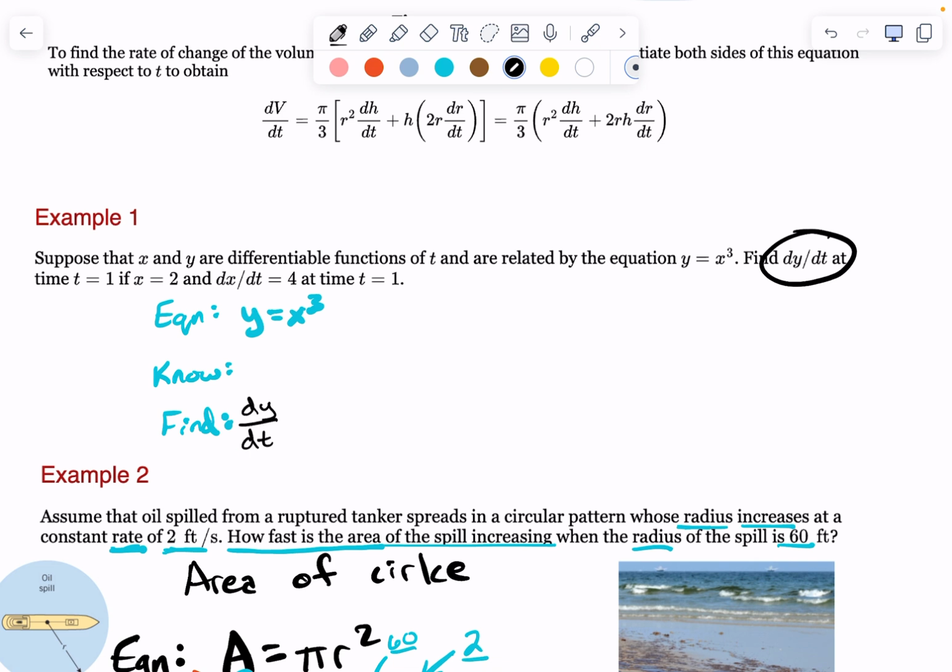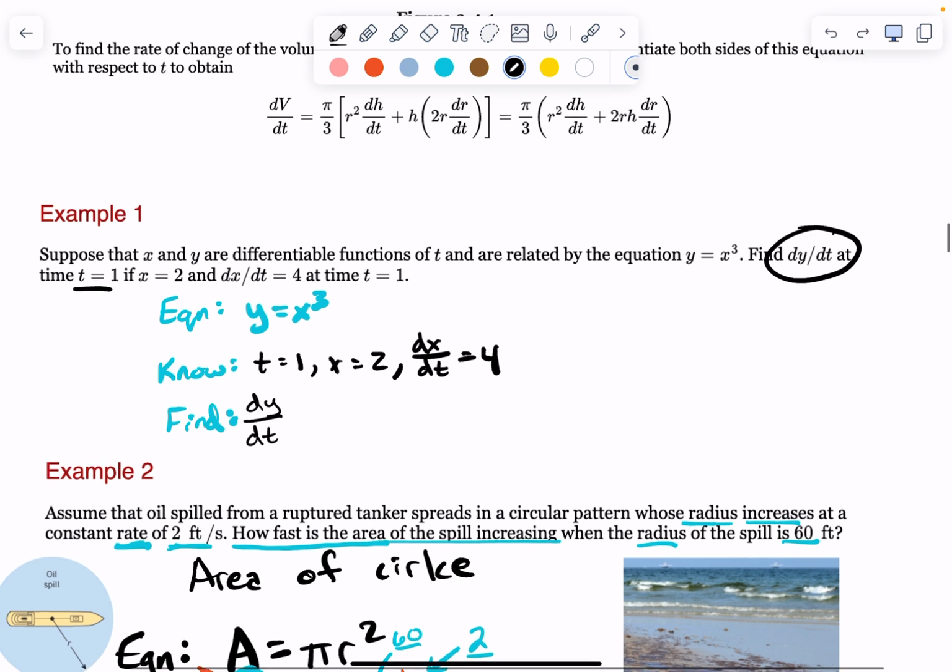We know that t equals 1. We know that x equals 2. We know that dx/dt equals 4 at the time of 1, right? dx/dt will not always equal 4. Maybe when the time is 2 seconds, dx/dt might be 7. I don't know. But at 1 second, the rate of change of x is 4, right?